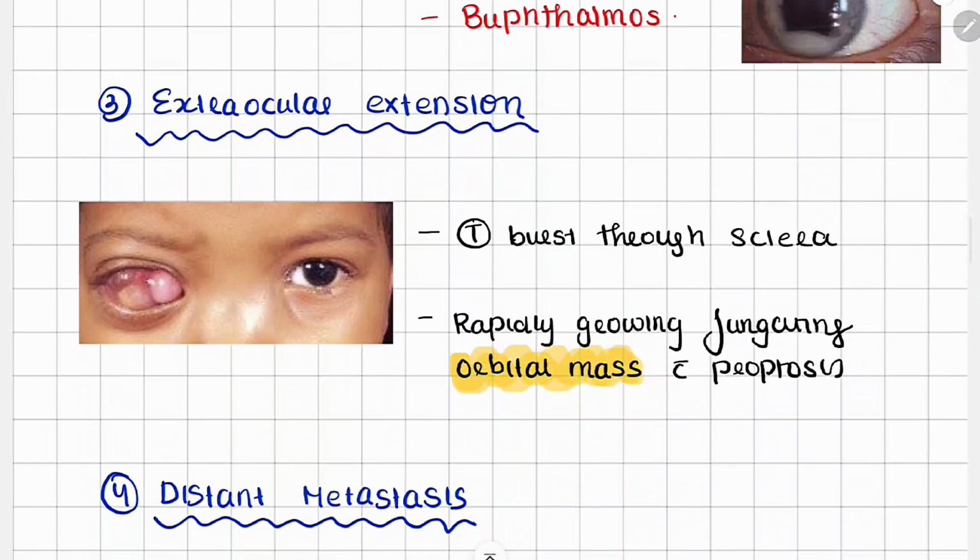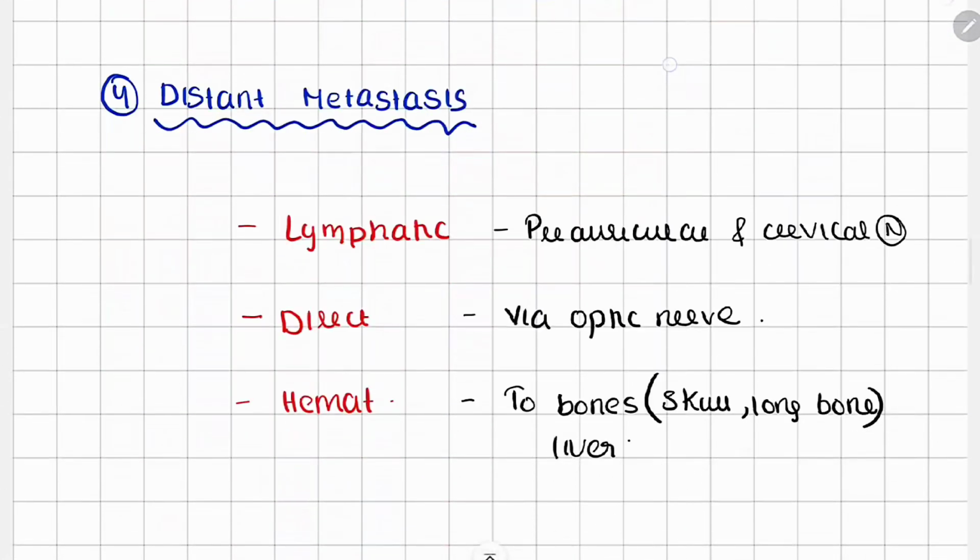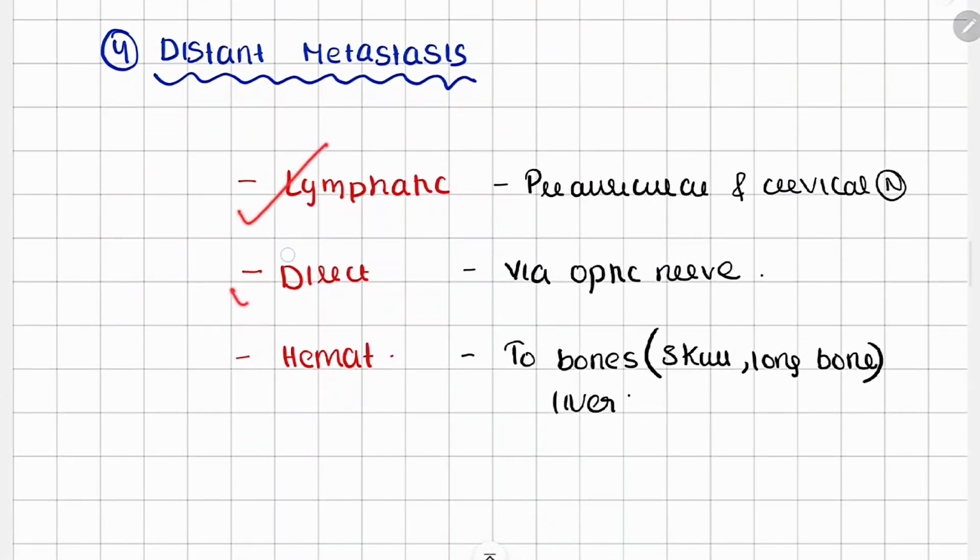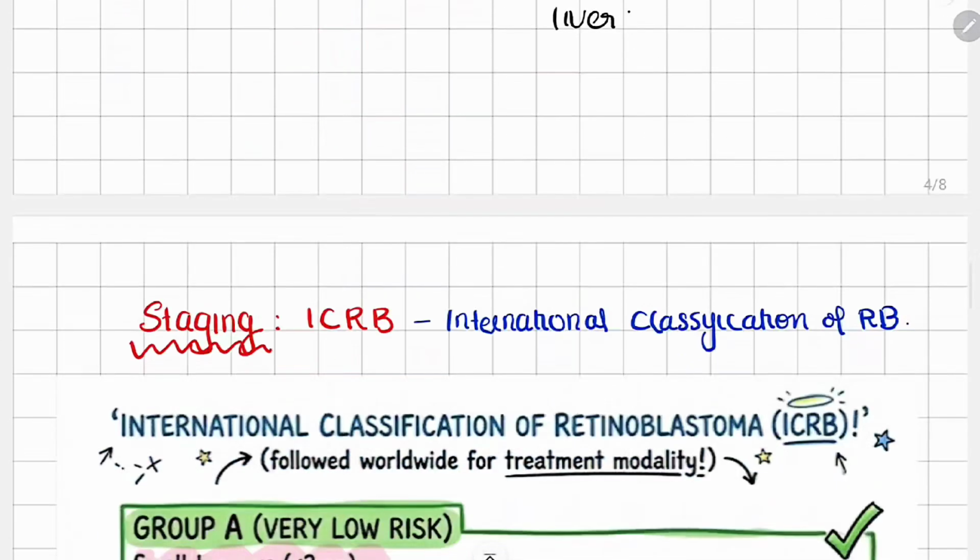Now, extraocular extension means the tumor bursts through the sclera, so it will come out and they rapidly grow and fungate as orbital mass with proptosis. Distant metastasis means it can be lymphatic, direct or hematological. Lymphatic can go to preauricular and cervical nodes, direct means via optic nerve they can spread, and hematogenous means to the bones and the liver, through skull and long bones.